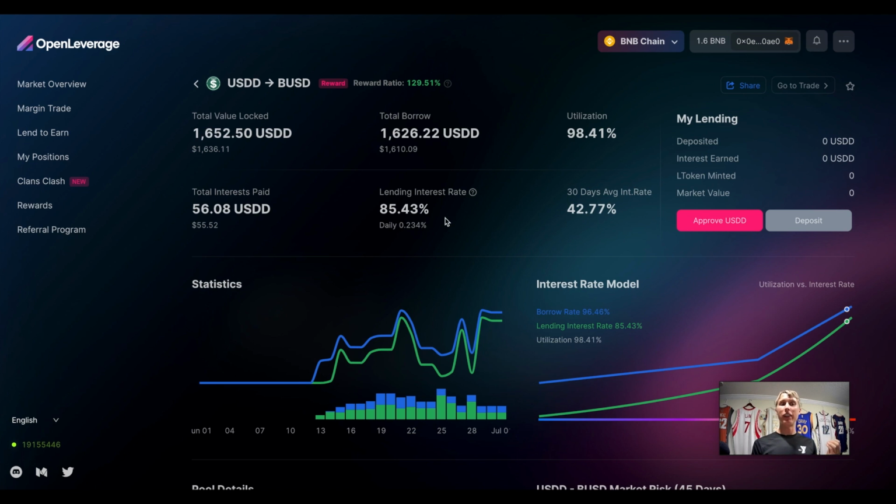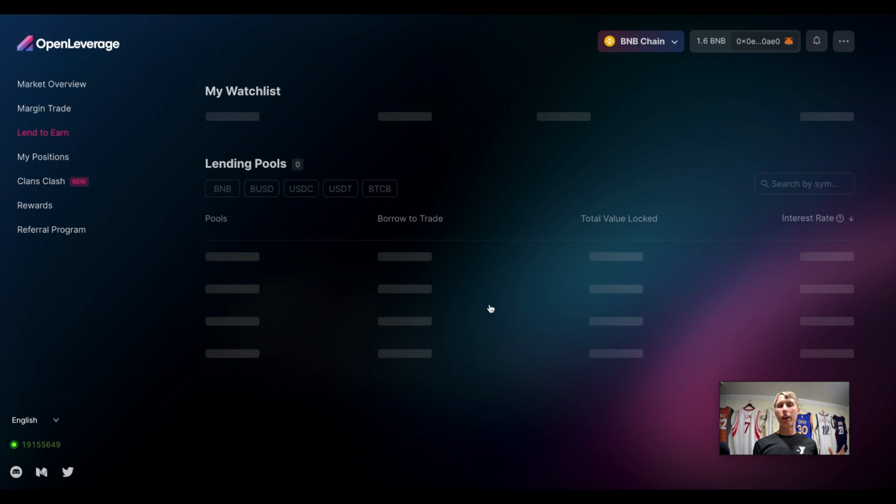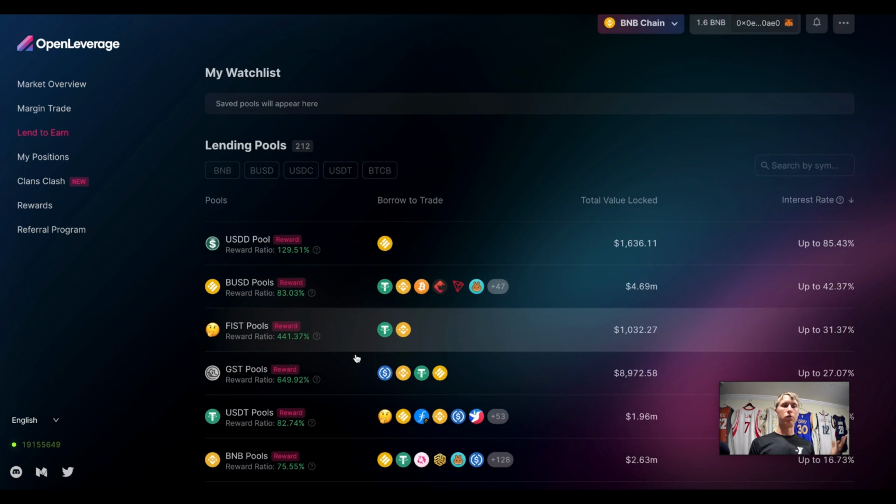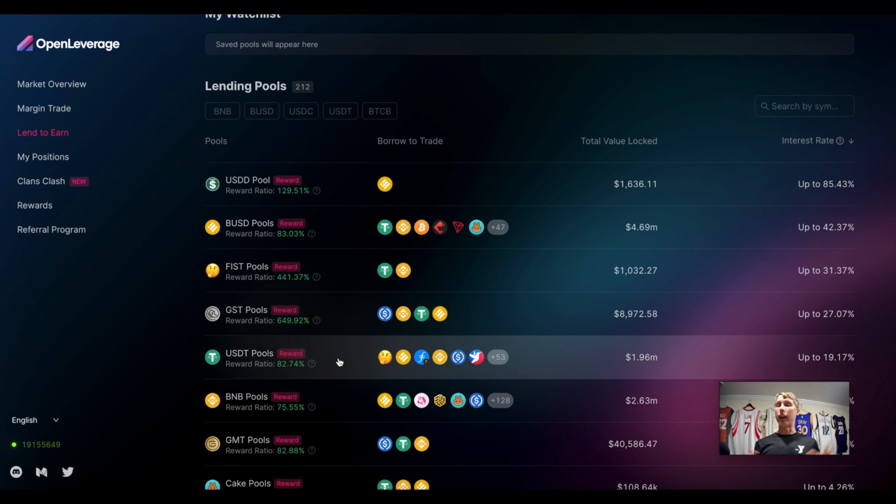So you can actually get the 85.43% APR and then the additional 30 odd something in OLE tokens for lending out your USDD token. The reason being is when people are shorting this, they are actually borrowing it at that instant and selling it. And until they buy it back, they're actually paying a yield to borrow in that position. And this is just for USDD. You also have other situations where you have different pools for BUSD, you have FIST, you have GST, you have USDT. Any of these different exchanges can actually create their own pools.